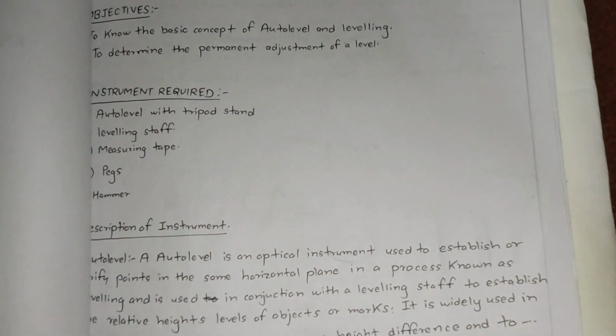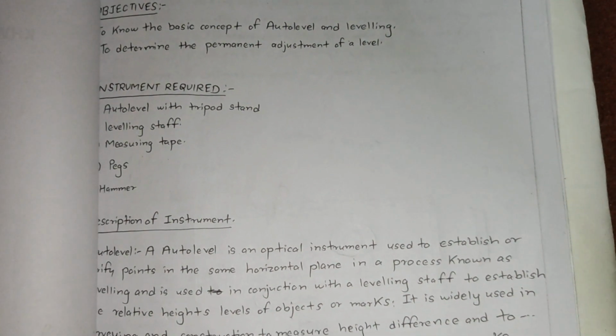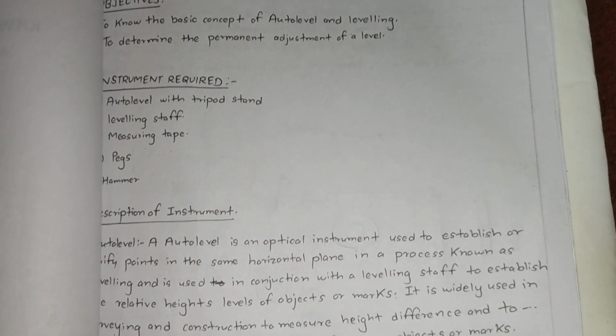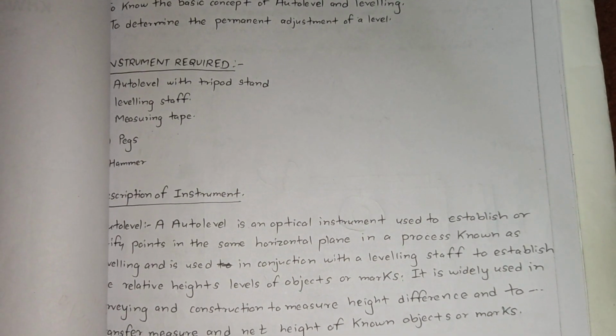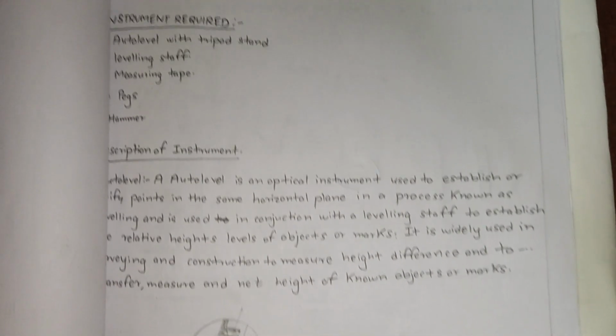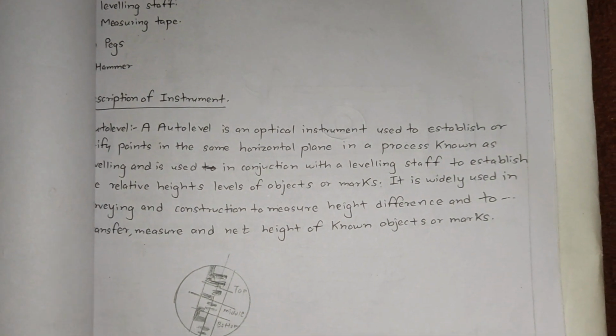To know the basic concept of auto level and leveling, to determine the permanent adjustment of the level. Instruments required: auto level with tripod stand, leveling staff, measuring tape, pegs, hammer. Description of instrument: auto level.